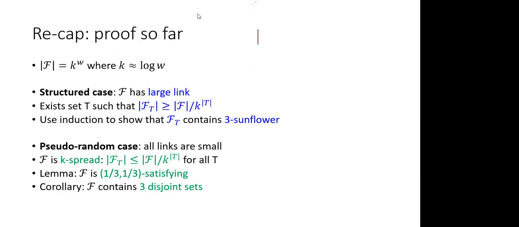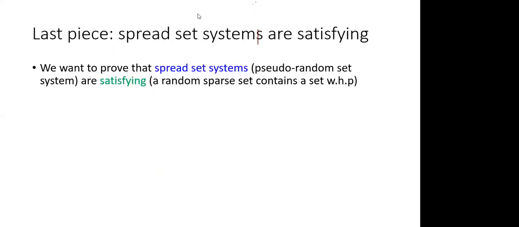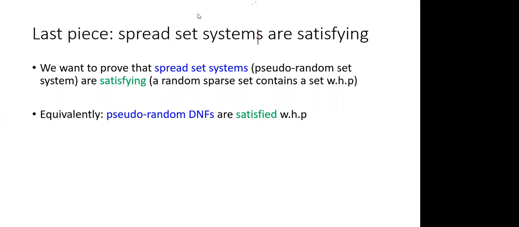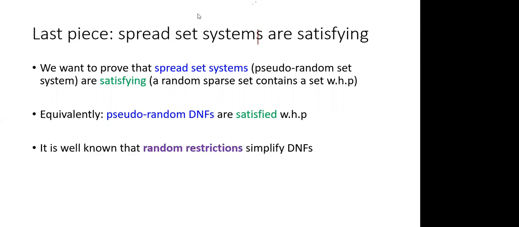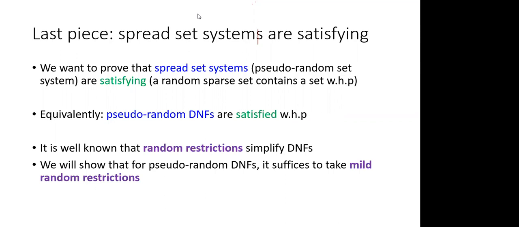I guess not. Okay, so let's continue. So here's the last piece of the puzzle. We have to prove that spread set systems, again, to remind you, pseudo-random set systems, are satisfying. And equivalently, pseudo-random DNFs are satisfied with high probability. And again, we all know that random restrictions sort of simplify DNFs, so fixing variables to constants simplifies DNFs. What we're going to prove, in fact, is that if you study pseudo-random DNFs, then actually mild, very mild random restrictions also simplify them.